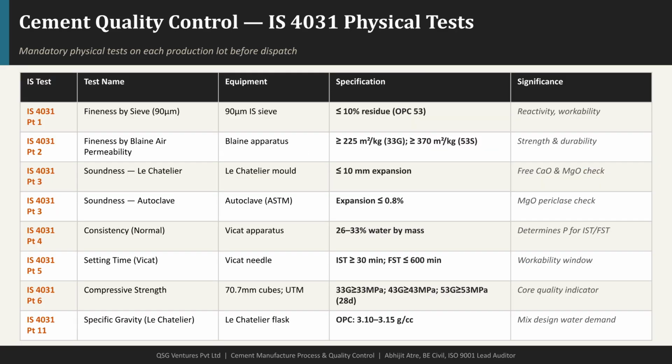IS 4031 outlines mandatory physical tests for cement quality control. These include tests for fineness, soundness using Le Chatelier and autoclave, consistency, setting time, compressive strength, and specific gravity. The significance of each test relates to important cement properties like reactivity, strength, durability, and mix design.